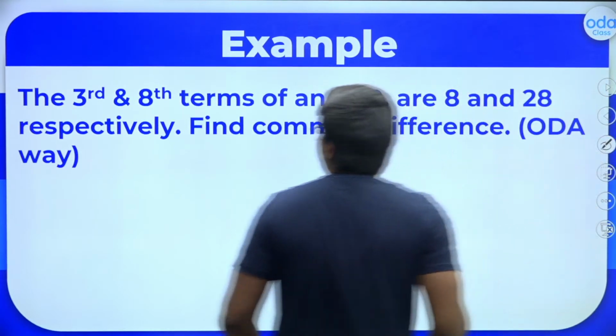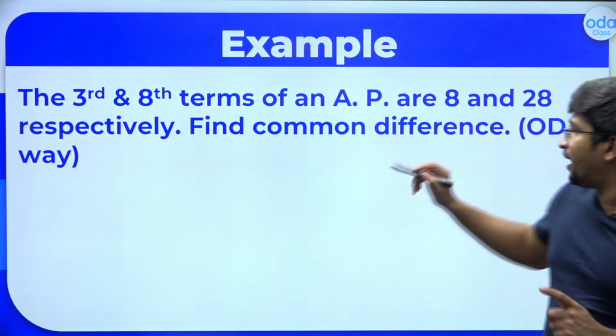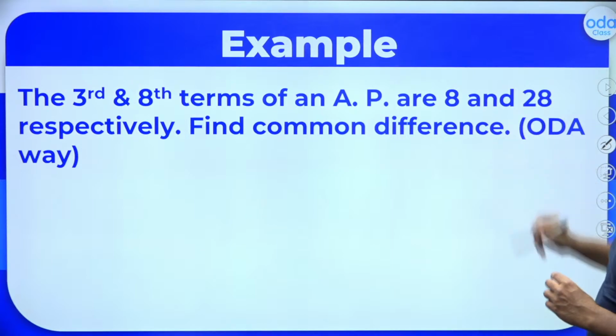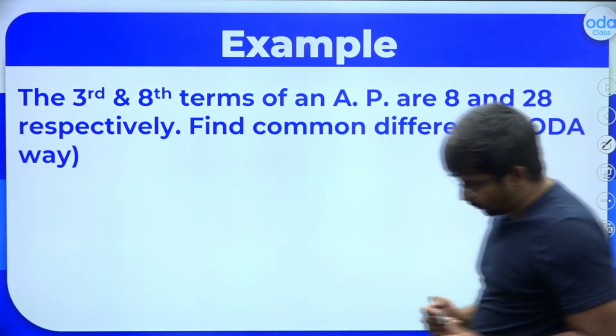Okay, that's great. So let's apply the same thing here. What's the question being asked here? The question being asked is: the third and eighth term of an AP are 8 and 28 respectively. Find the common difference. That's the question. So what will you do?